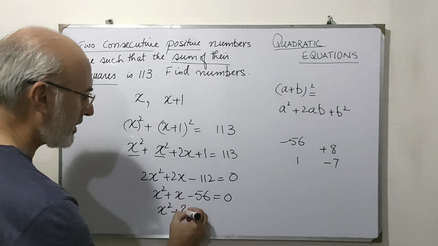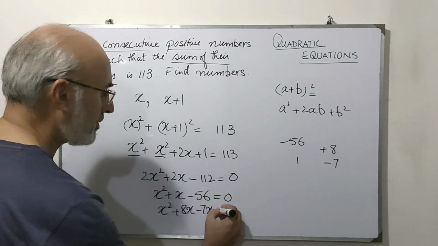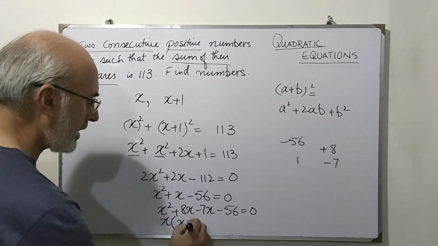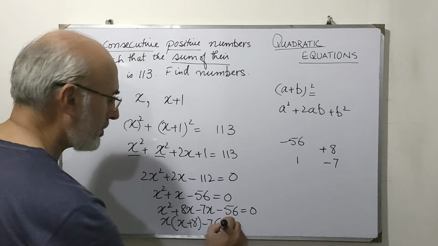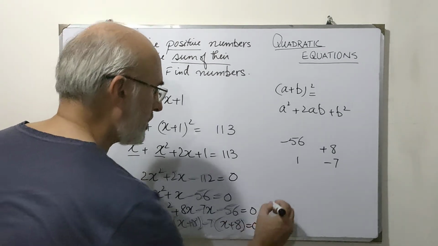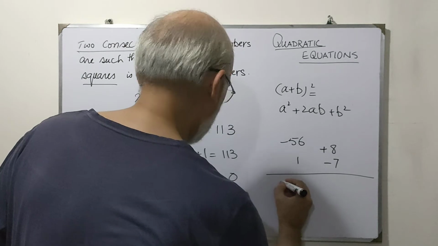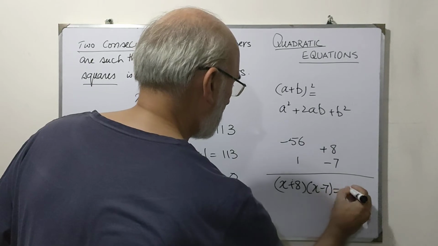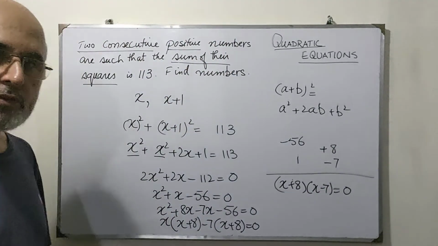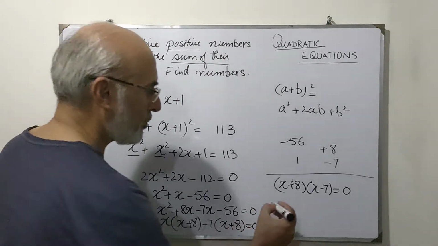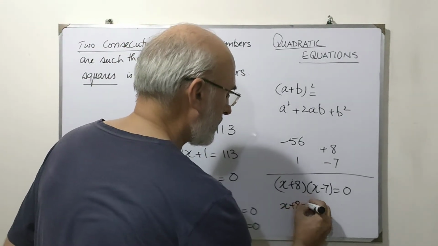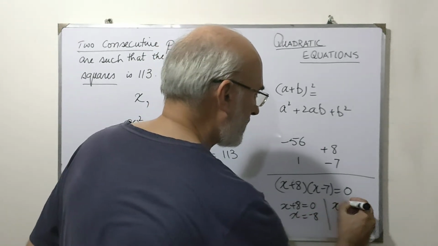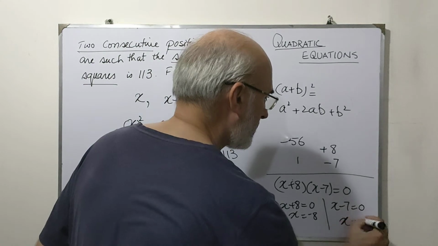x square plus 8x minus 7x minus 56 equals 0. So x is common, x plus 8, minus 7 is common, x plus 8 equals 0. So what we have here, x plus 8 into x minus 7 is equal to 0. So x plus 8 is equal to 0 and x minus 7 is equal to 0. So when x plus 8 is equal to 0, we have x is equal to minus 8. And when x minus 7 is equal to 0, we have x is equal to 7.